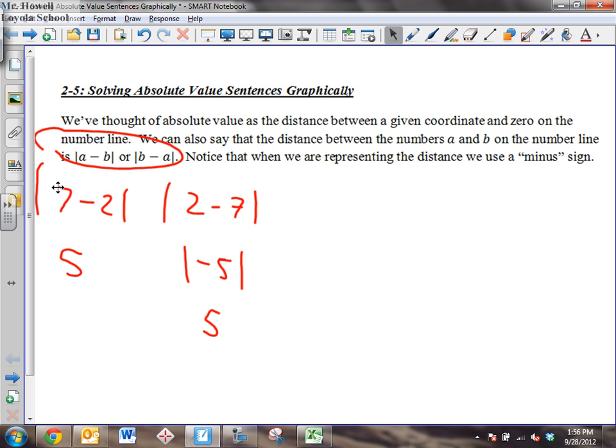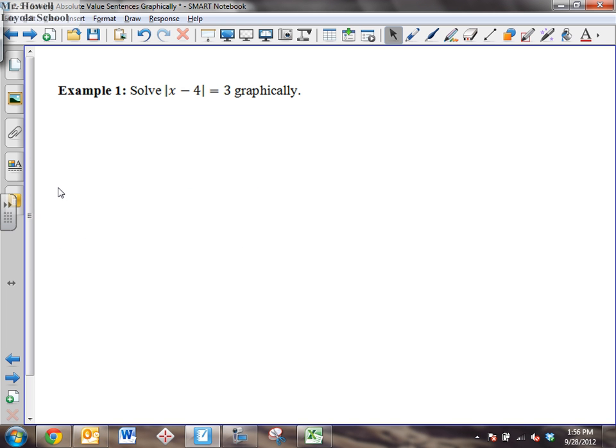The examples will make this very simple. Okay, let's look at the first one. I'm going to step you through how to do the first one, and then from there I think you'll be able to do the rest. So solve this graphically. We could solve this based on what we did yesterday very easily. We could say the quantity inside of here is either going to be 3 or negative 3. Again, x minus 4 could be 3 or it could be negative 3.